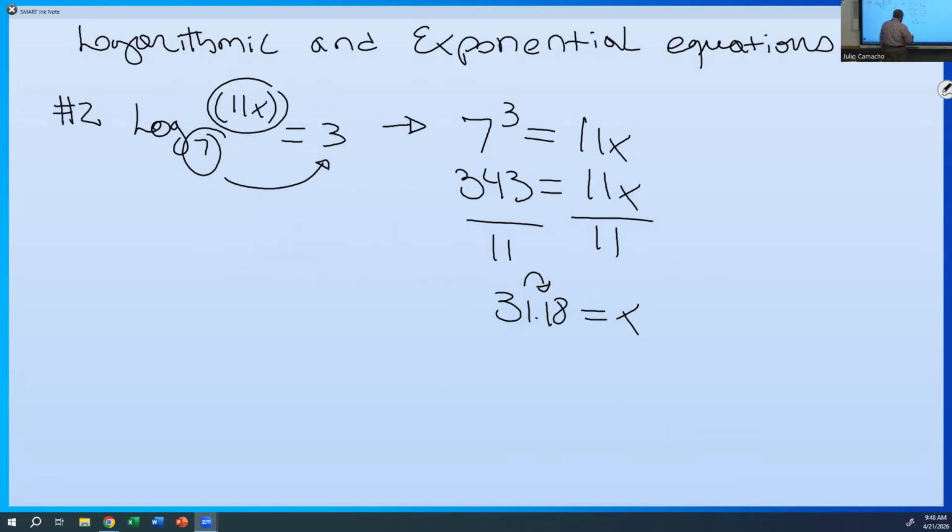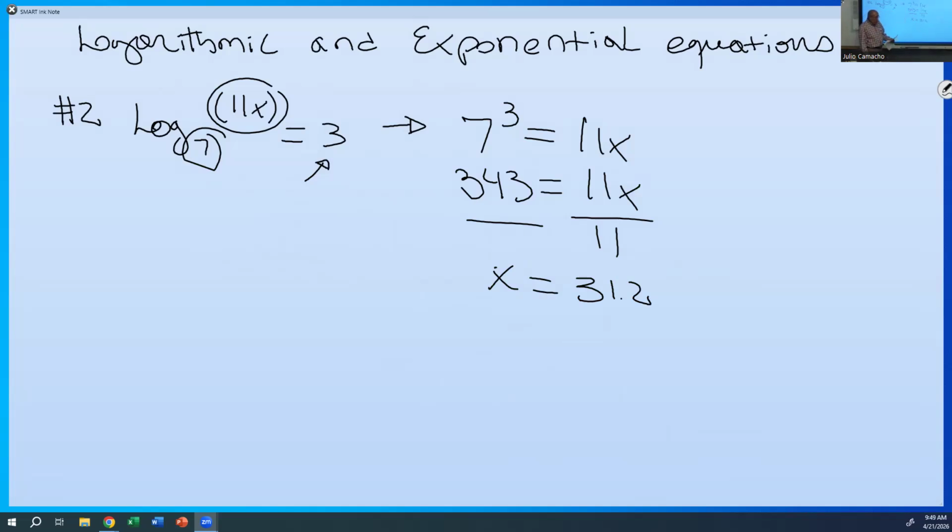Or even if you want to round to a decimal. No, sorry. If you want to round to a decimal, you can put x is equal to 31.2, because you have 18, the 8 rounding the 1 to the next number. And that will be the most proximal. So both answers work. You don't always have to round it. It's just if you want to.